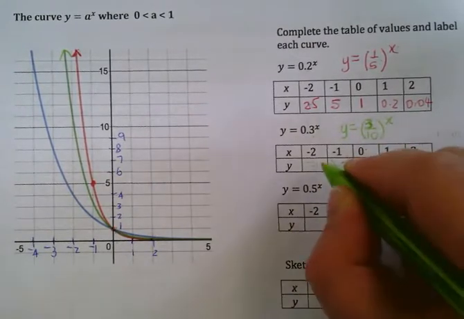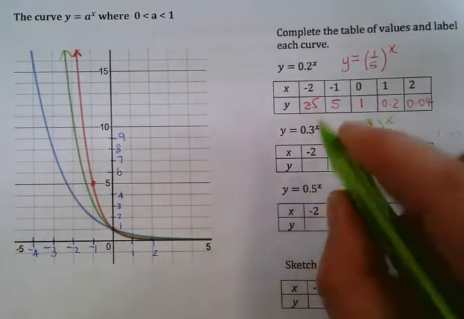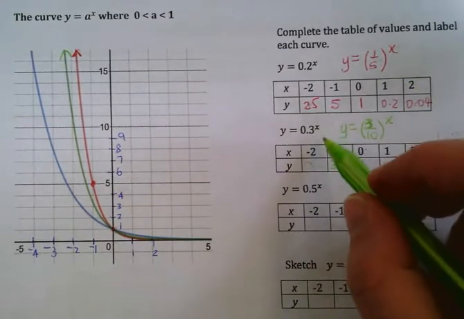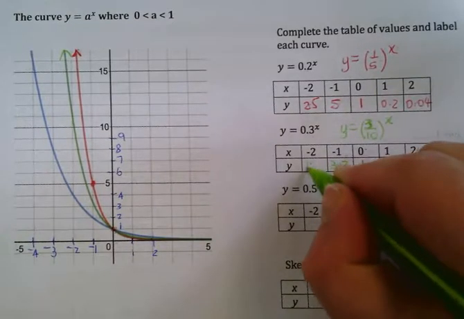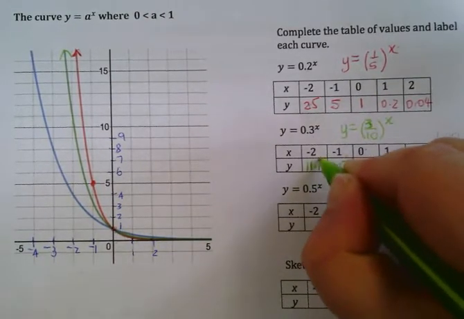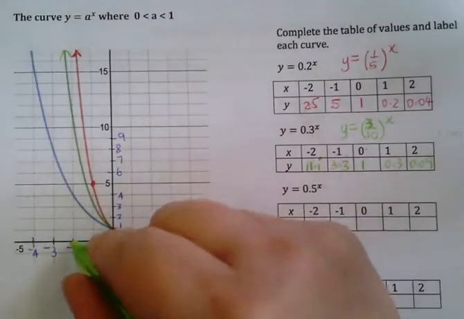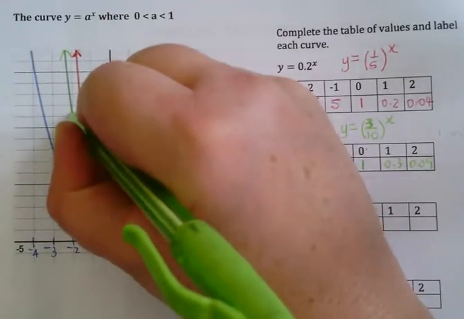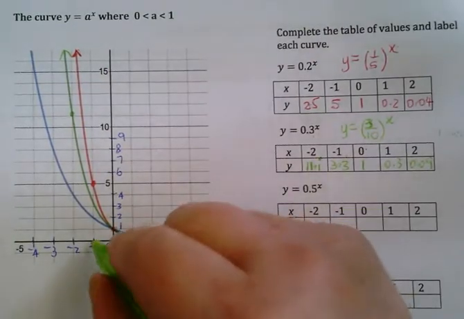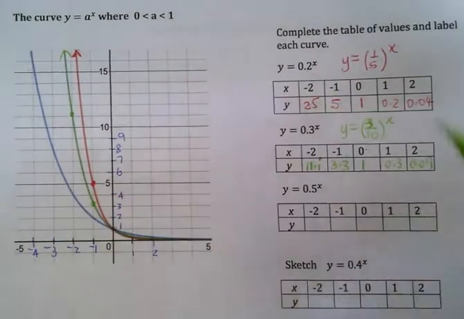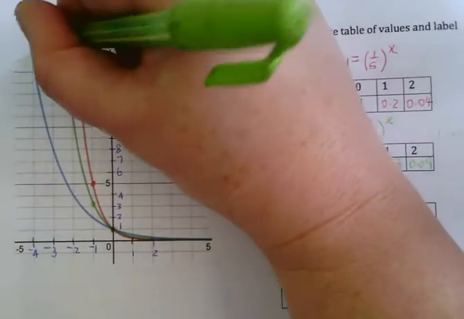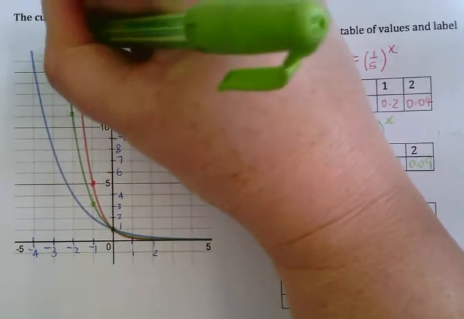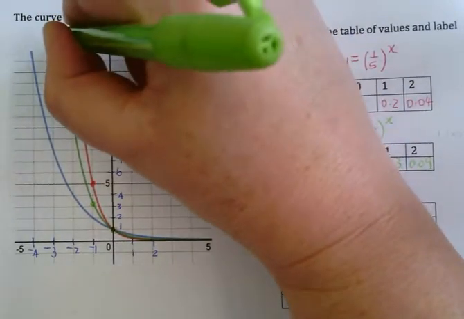And for the next one, what do you get for negative 2? When x is negative 2, you get 100 over 9, 11.1 recurring, which is 11 1/9. So when x is negative 2, I get about 11.1 recurring. When x is negative 1, I get 3.3 recurring. When x is 0, y is 1. When x is 1, y is 0.3. Those others you can't graph very well. So this is y equals 0.3, or 3/10 to the power of x, the green one.